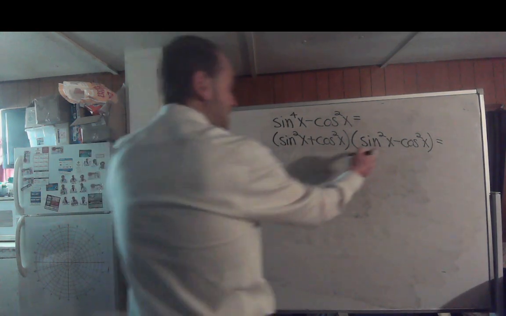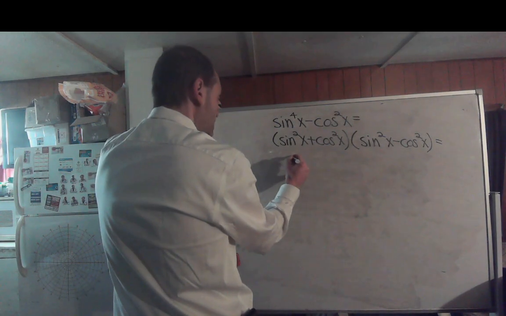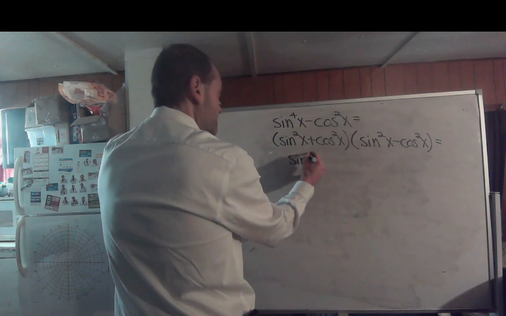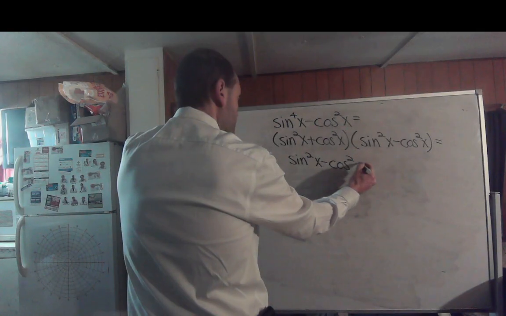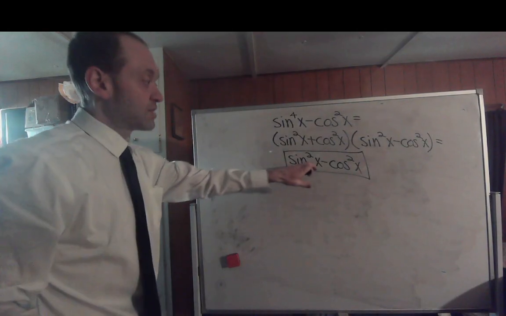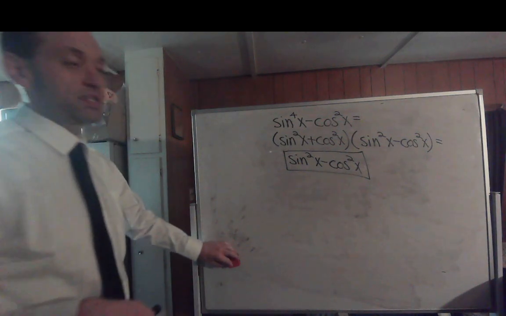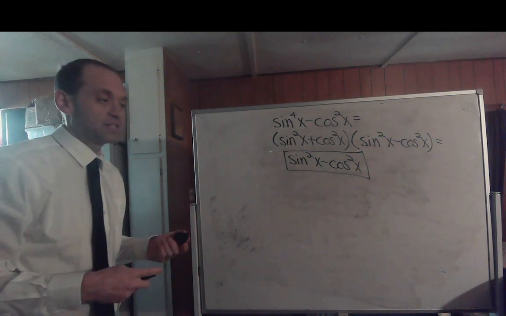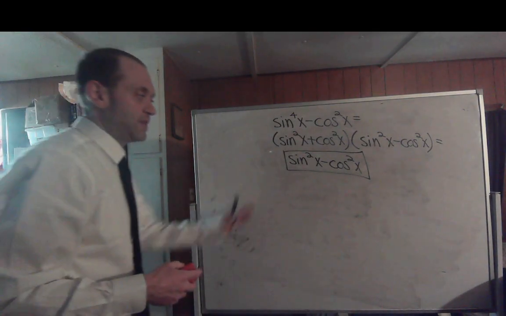You get 1 times sine squared of x minus cosine squared of x, so you would actually just end up being left with sine squared of x minus cosine squared of x, and that's the best we could get. You could factor this further, but it's really not going to do you any good. You get sine of x plus cosine of x times sine of x minus cosine of x. That's really not going to benefit you to factor any further.